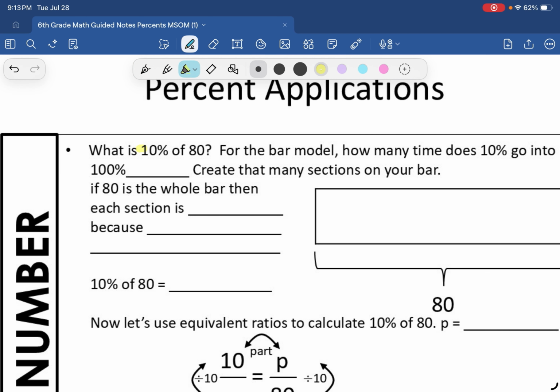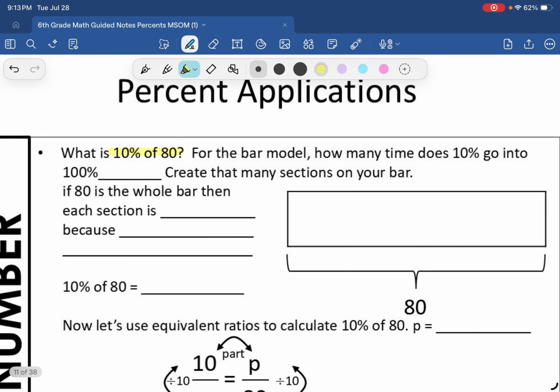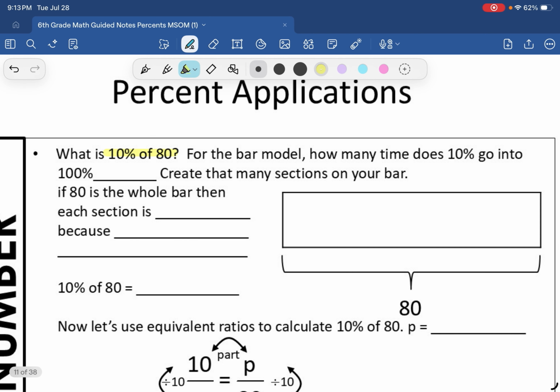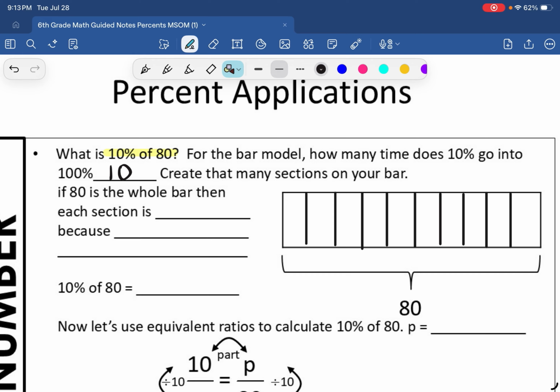What is 10% of 80? For the bar model, how many times does 10% go into 100%? So 100 divided by 10 is 10. That means I'm going to create 10 sections on my bar model. You're just thinking of ways to get the percent shown out of the 100%. Each of these sections will be 10%.